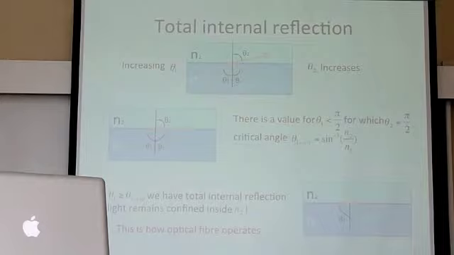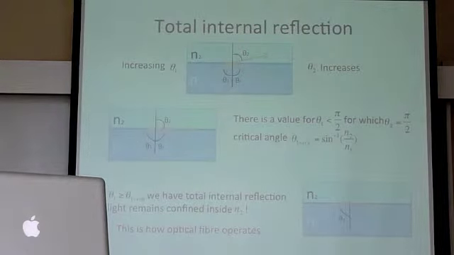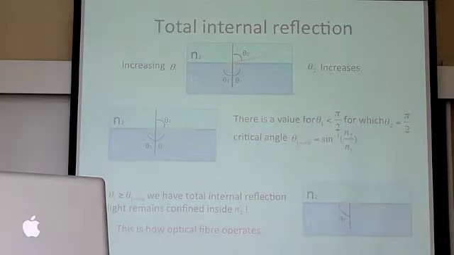At a certain point, this angle is still not touching here, so it's still not totally parallel, but this one has become parallel. Okay? And this is called the critical angle. So the critical angle is basically given like this. It's the point at which this refracted ray doesn't go into the second medium.